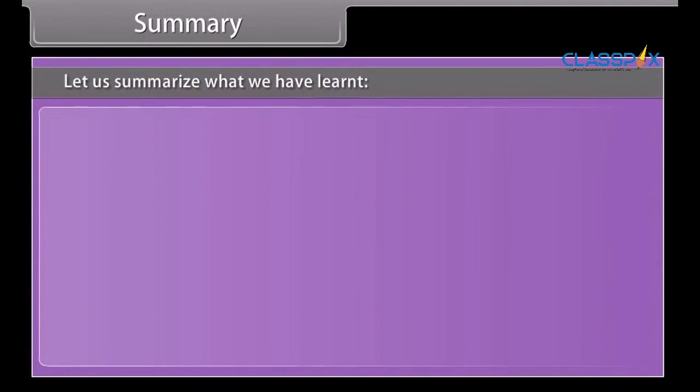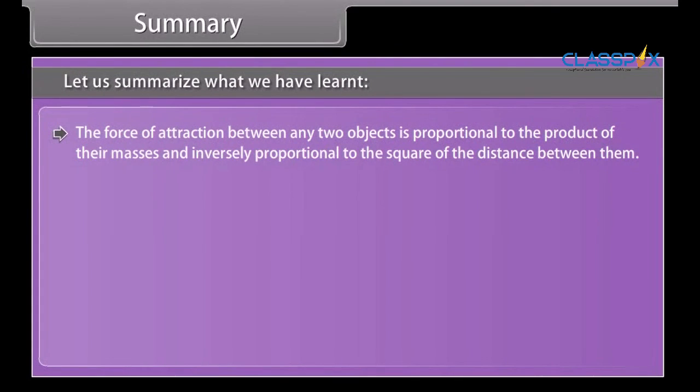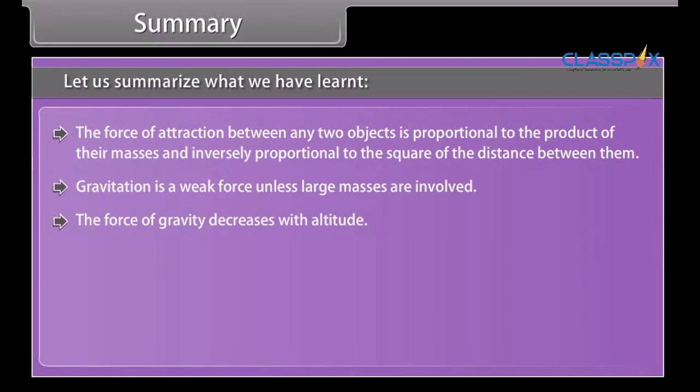Summary. Let us summarize what we have learned. The force of attraction between any two objects is proportional to the product of their masses and inversely proportional to the square of the distance between them. Gravitation is a weak force unless large masses are involved. The force of gravity decreases with altitude.